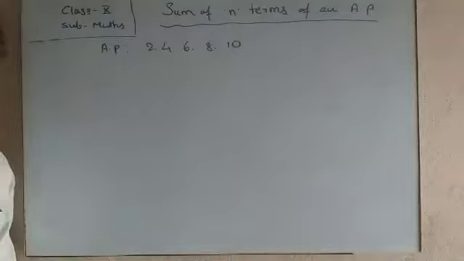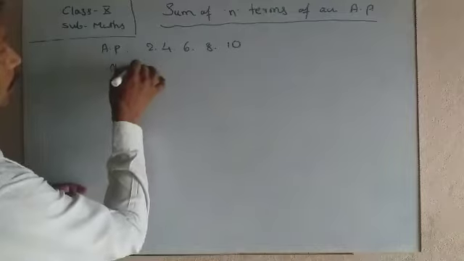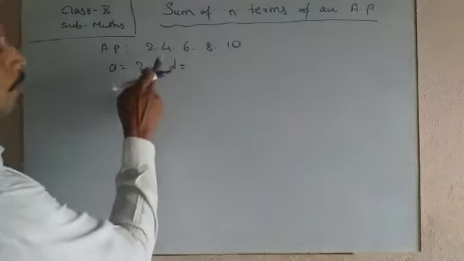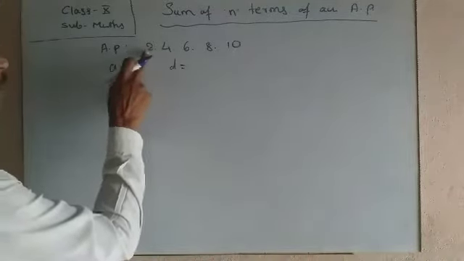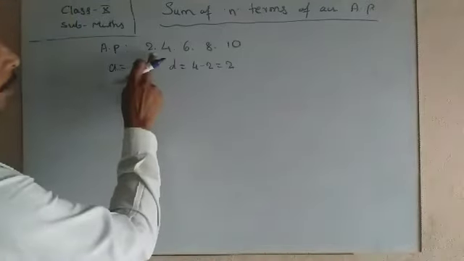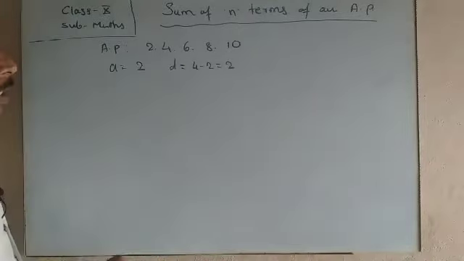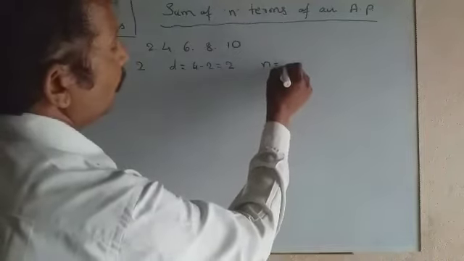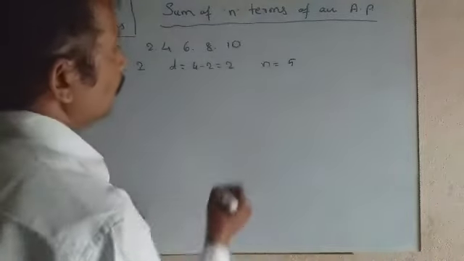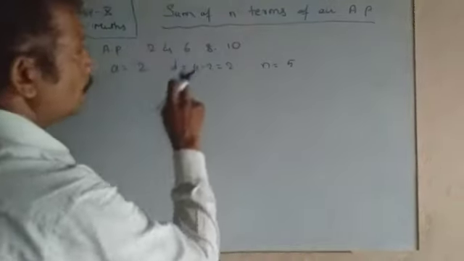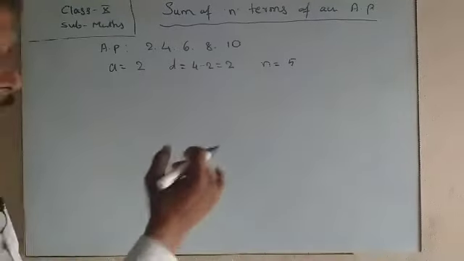The first term is 2. It is represented by a. A is the first term, it is 2. The common difference d is equal to a2 minus a1, that is 4 minus 2, which is 2. And the number of terms in the given AP is 5, that is n. n is the number of terms in the given AP. It is 5.